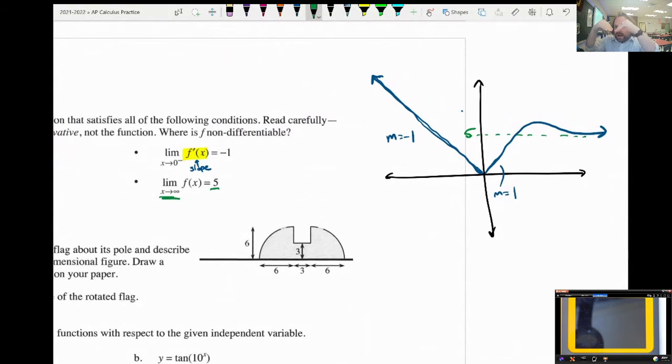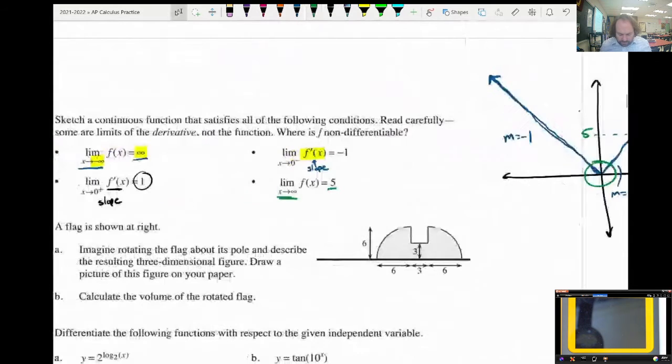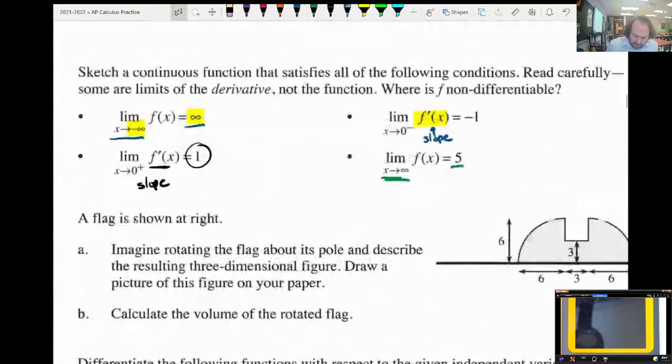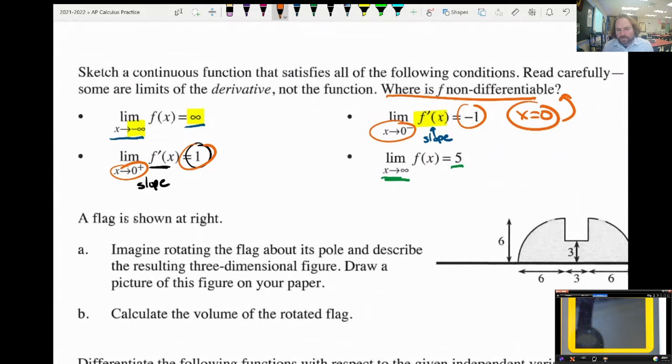Because of the non-matching limits on both sides at x equals 0, you're going to have a sharp corner right there. Remember, the whole idea with a derivative is that the limit as x approaches 0 from both sides is the same thing. And since they're not the same, the derivative does not exist at x equals 0. So where is f non-differentiable? x equals 0. It's got a sharp corner there.